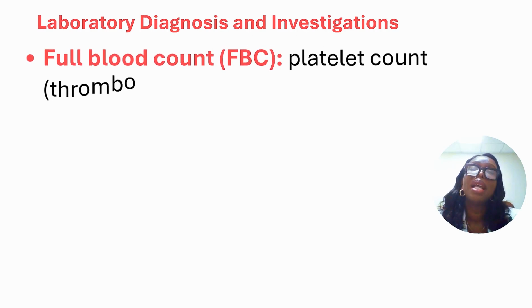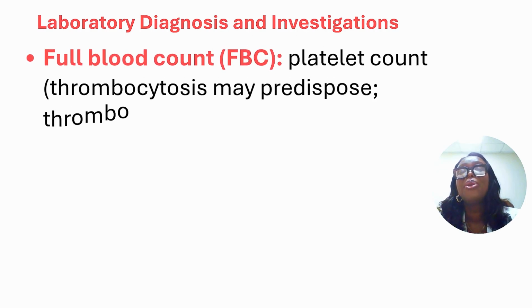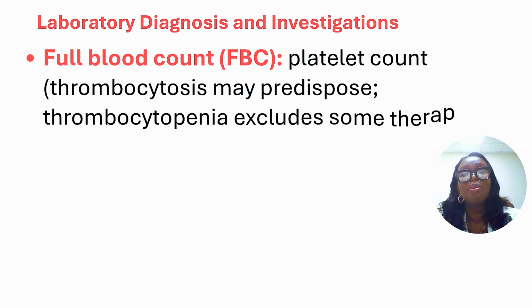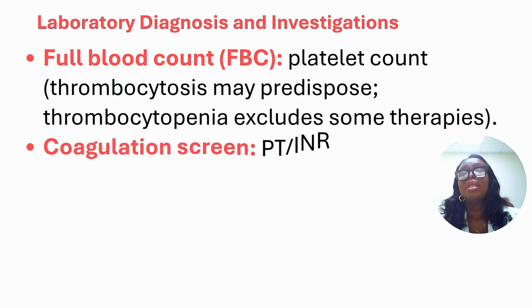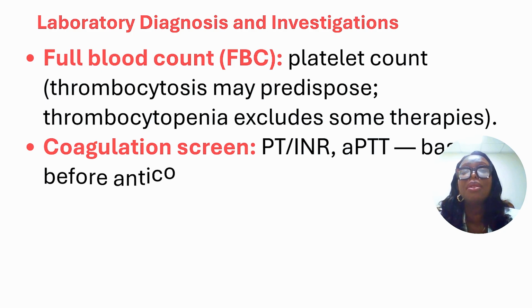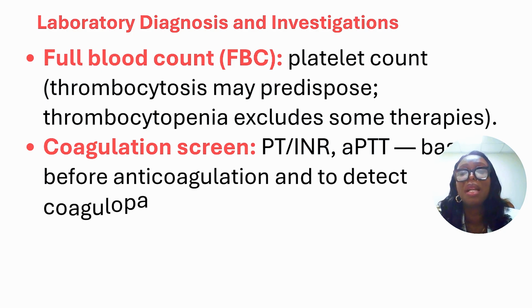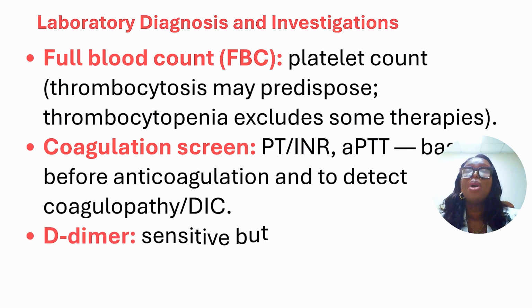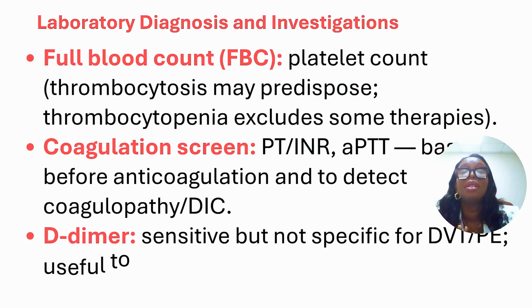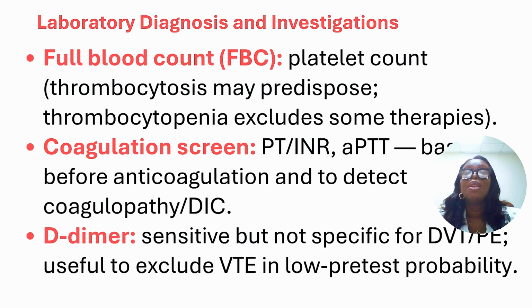Laboratory diagnosis and investigation. How do we diagnose thrombosis in the laboratory? We start by doing a full blood count, or what we call a complete blood count. When we are doing a full blood count, our focus is mostly on the platelets. Thrombocytosis may predispose, while thrombocytopenia may exclude some therapies.